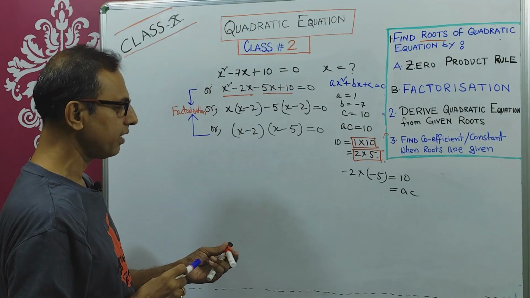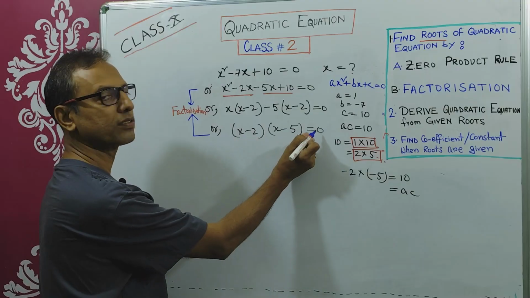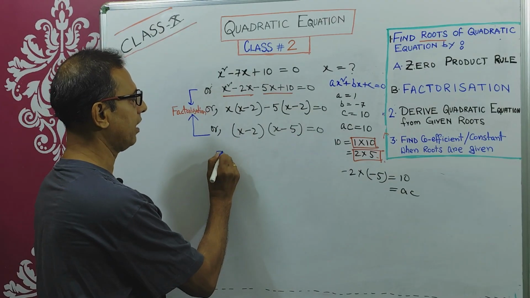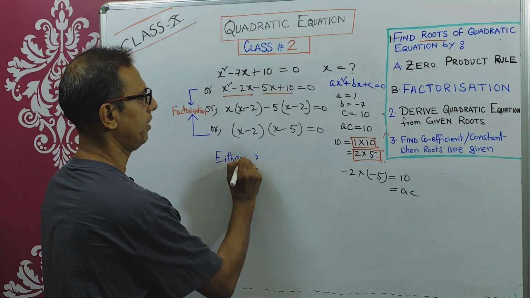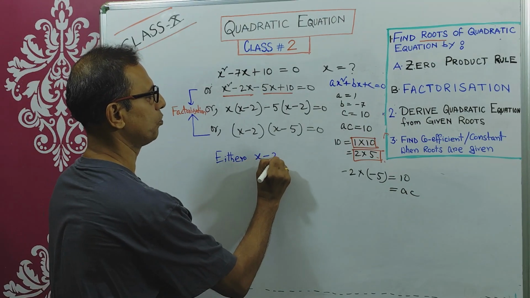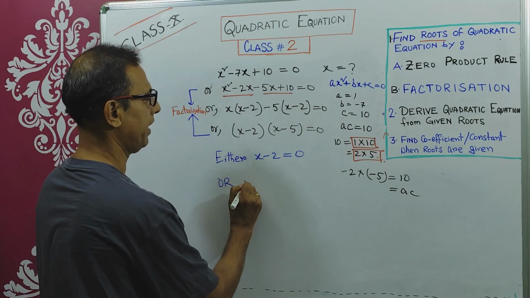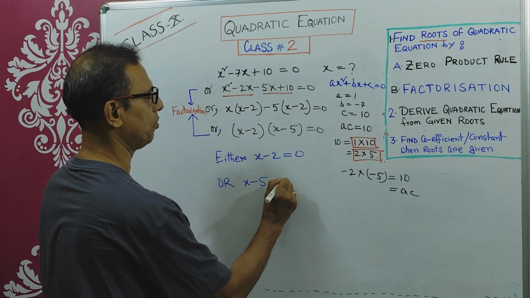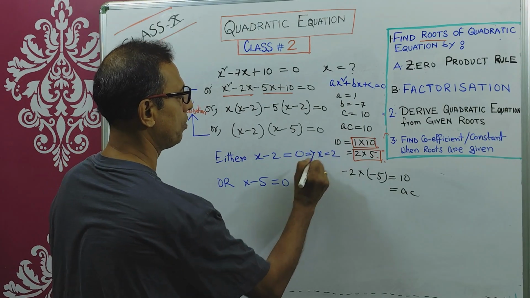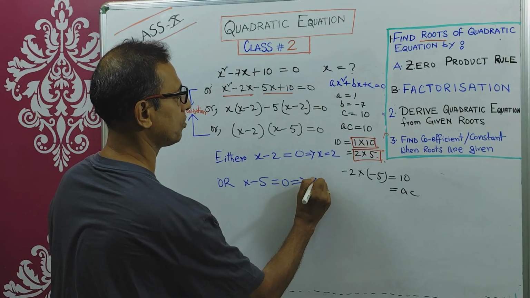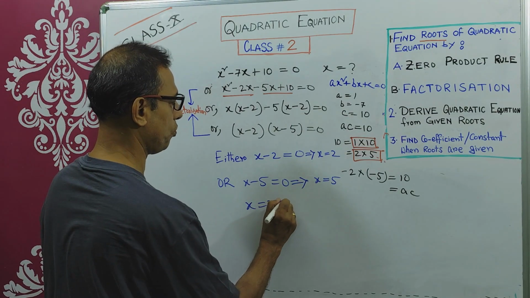Now you will apply the zero product rule. If these two factors multiplication result is 0, that means either x minus 2 equals to 0 or x minus 5 equals to 0. If x minus 2 is 0, that means x equals to 2, and from x minus 5 equals to 0, x equals to 5. So what are the roots? X equals to 2 or 5.